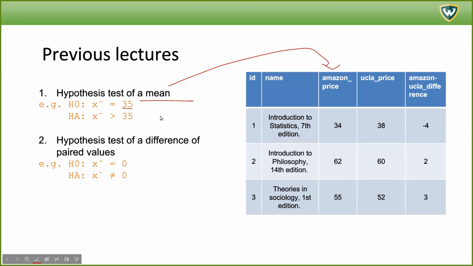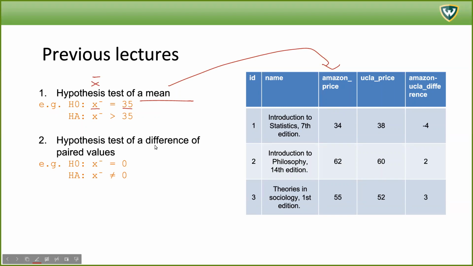And here we said 35. Well, where did we get this 35? This 35 may be an already established mean, a previous population mean that we know that we're comparing against. And this should just be X bar like this. I couldn't get the bar to be on top of it. So this is X bar, which is the sample mean. So a hypothesis test of a mean is the hypothesis test of the mean of a single variable.